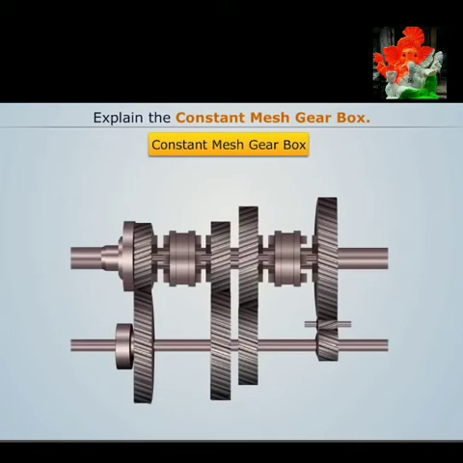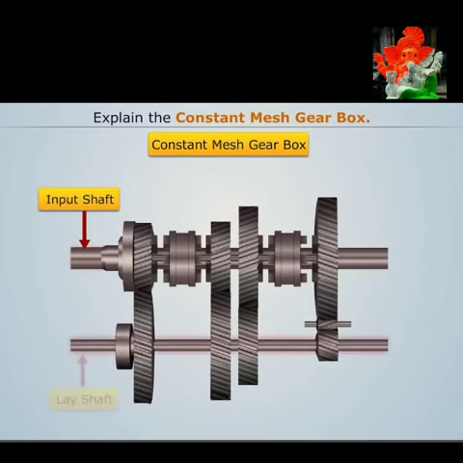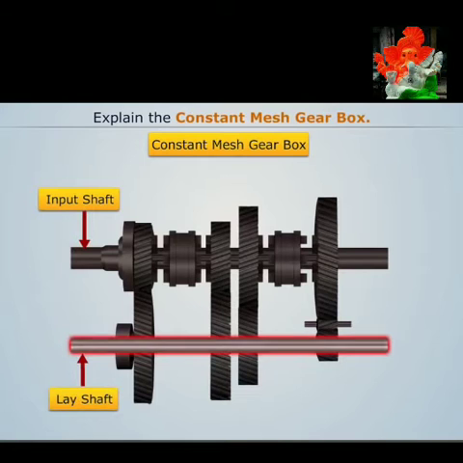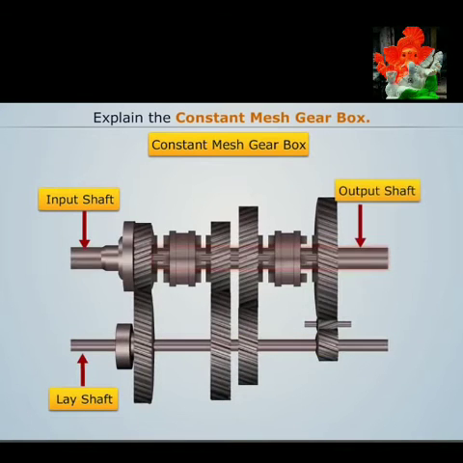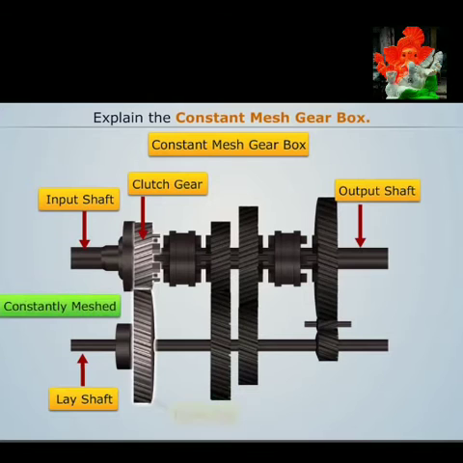Constant mesh gearbox consists of an input shaft, lay shaft, and an output shaft. The input or clutch shaft has a helical gear attached to its end, known as the clutch gear. This clutch gear is constantly meshed with a helical gear on the lay shaft.